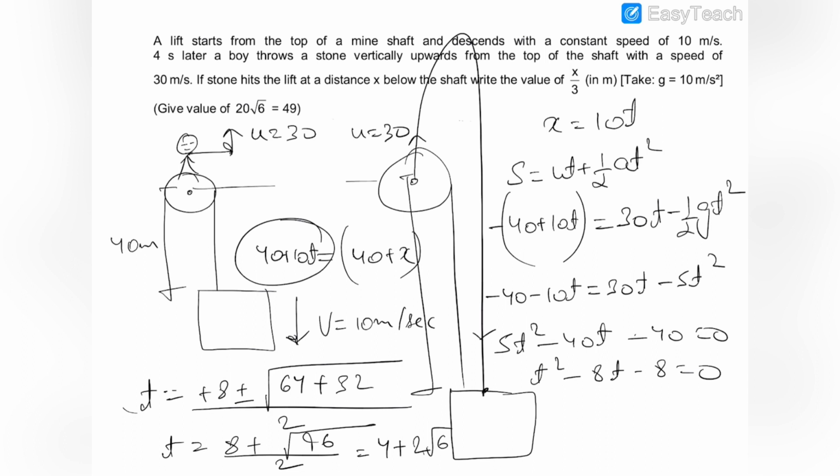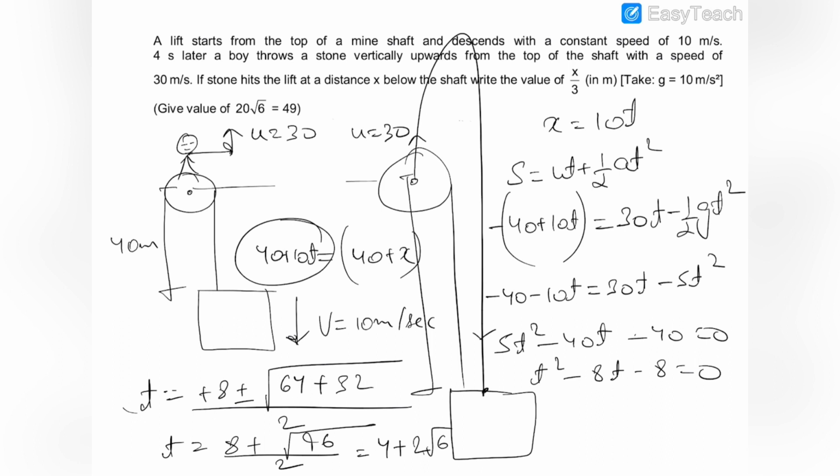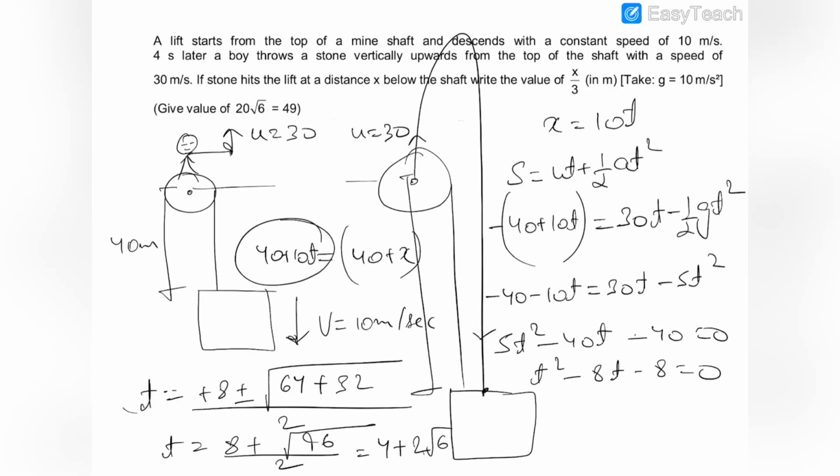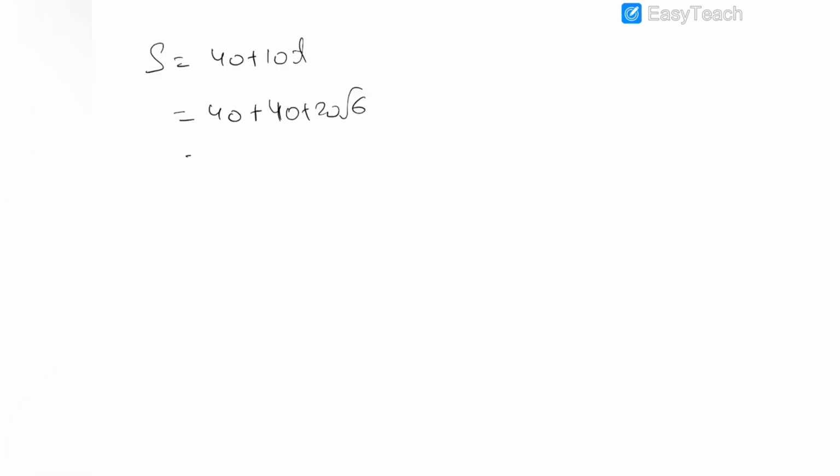Now we have to find out this total distance, 40 plus 10t. So the total distance would be s is equal to 40 plus 10t. So 40 plus 10 times 4 plus 2 root 6. So it is 40 plus 40 plus 20 root 6. Now 20 root 6 is approximately equal to 49. So this is equal to 80 plus 49. So this is 129.